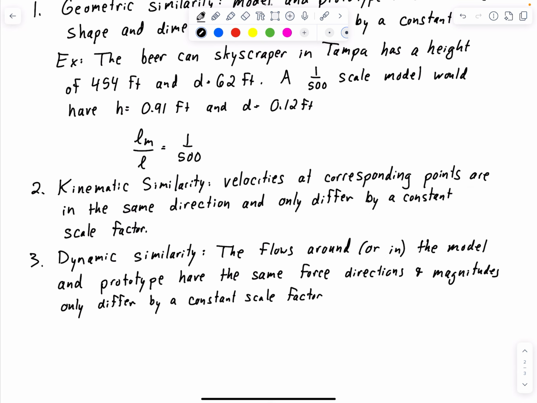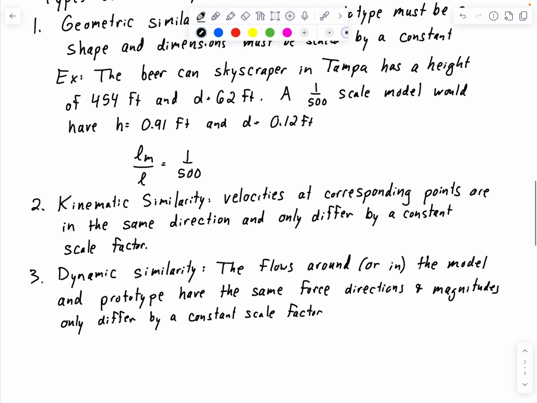So those are the three kinds of similarities, and in general, you have to enforce all of them in a problem. Although sometimes it's not possible to enforce all of them, and so sometimes you have to pick and choose. Sometimes you can enforce dynamic similarity, but you might have to sacrifice some aspect of the geometric similarity. But those are the three kinds of similarities, and in the next video, we'll work an example.